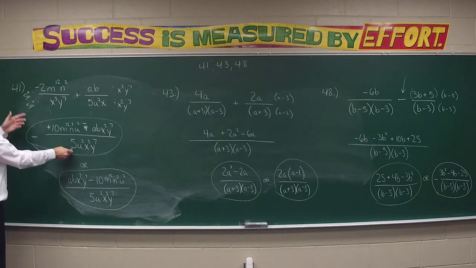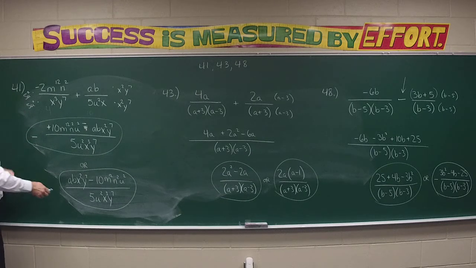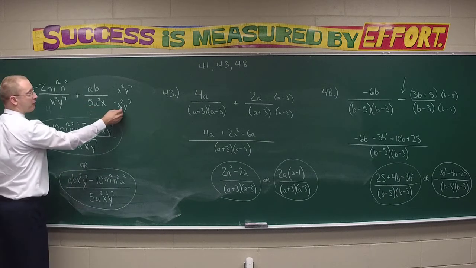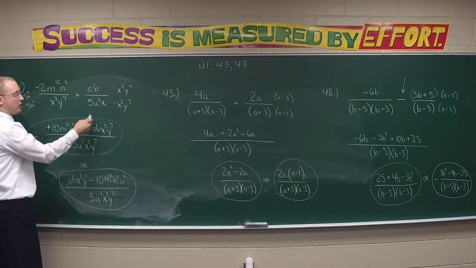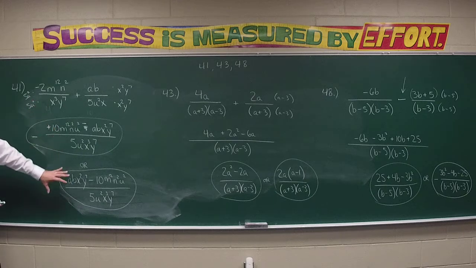So if you went with a 20, you would have multiplied by a 5u squared. If you went with a 40, you would have multiplied by a 10u squared. If you went with the 20, you would have multiplied by a 4x squared y to the 7th. If you had a 40, you would have multiplied by 8x squared y to the 7th. Again, it would have ended up reducing to this point.